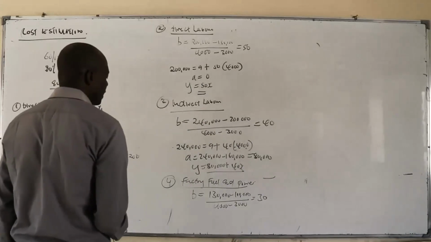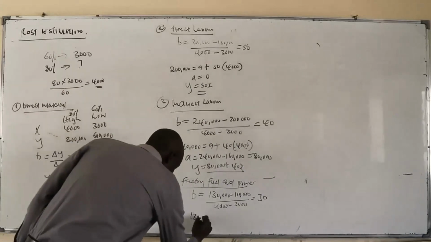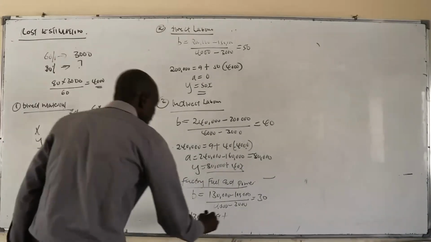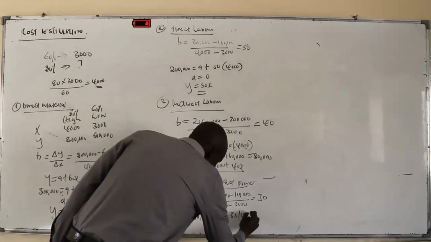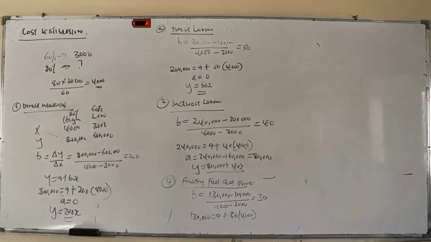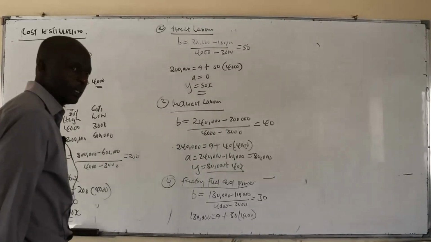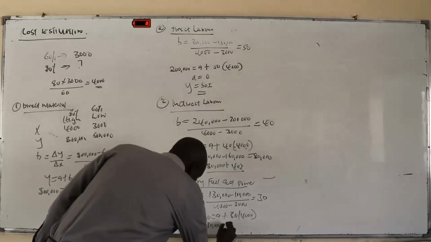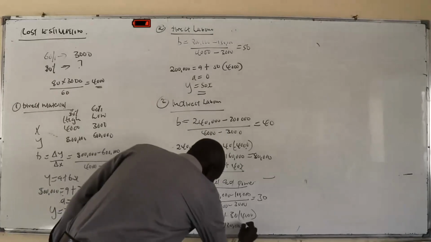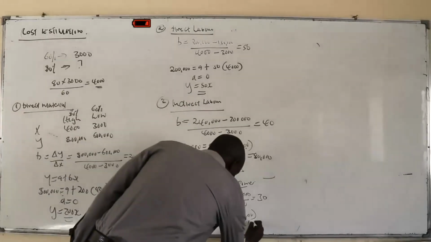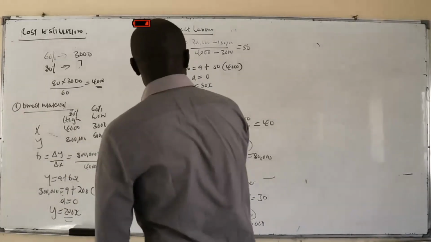Then we get the value of A. A, we take the highest 130, which is equals to A plus 30 times 4,000. 4,000 is the highest units, X. So 30 times 4,000, you get 120,000. So A is going to be 130,000 minus 120,000, which is 10,000. So that is A. So that is factory fuel.